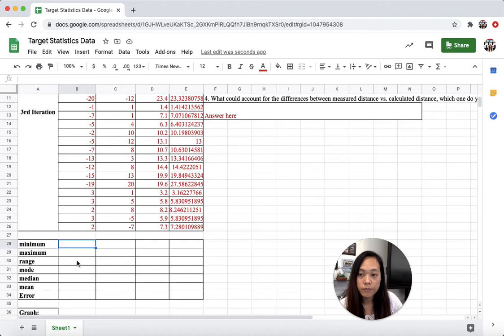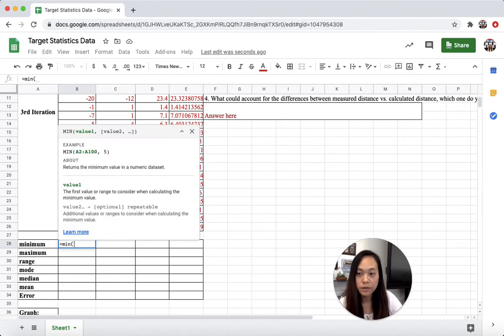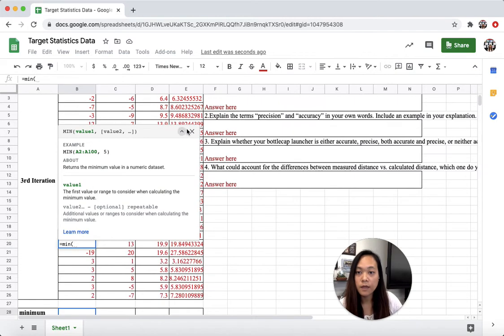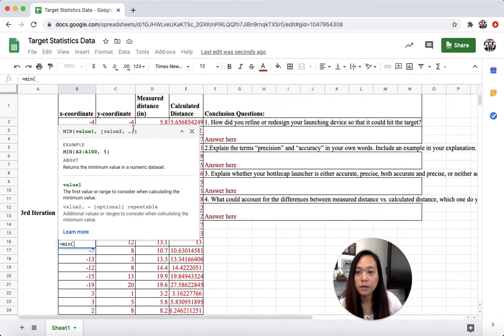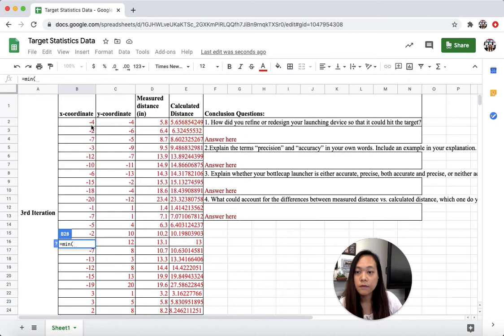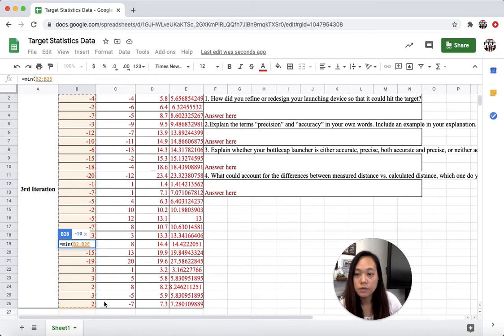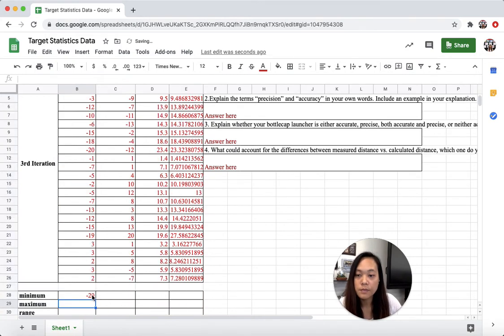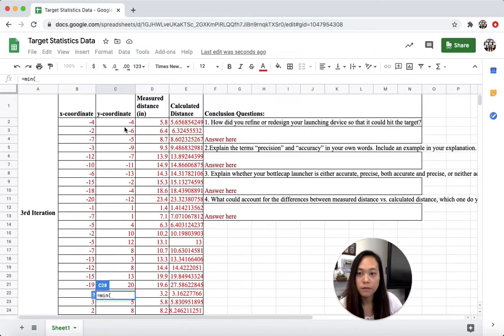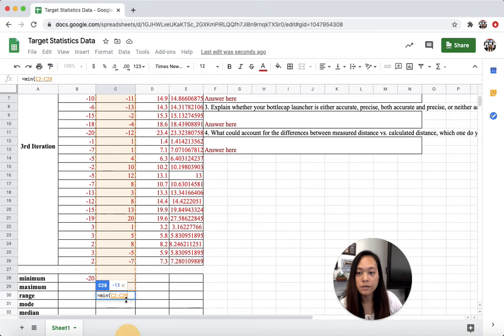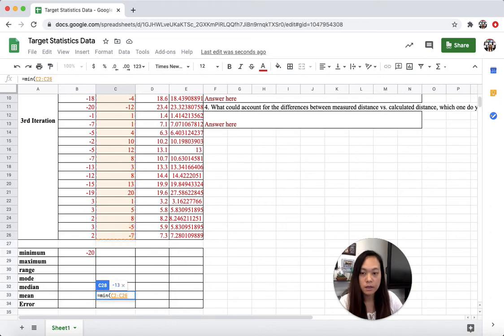And then minimum. We have done minimum before, so let's do equals min parentheses, and I want the minimum value from, let's say, here all the way down to 26. I'm going to hit enter. Okay, there's my minimum. I'm going to do the same with this, equals minimum. Okay, and I'm going to go from the top all the way to the bottom. I'm just trying to see what my minimum is, and then enter.